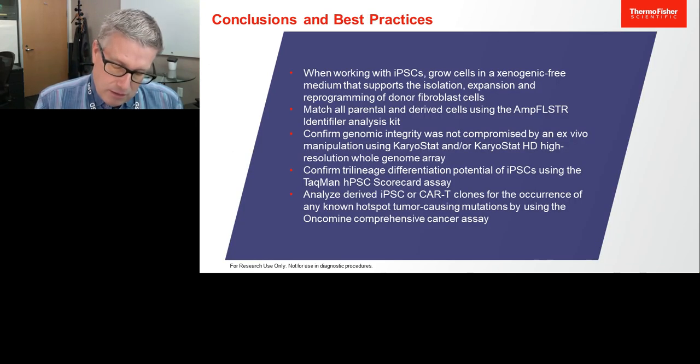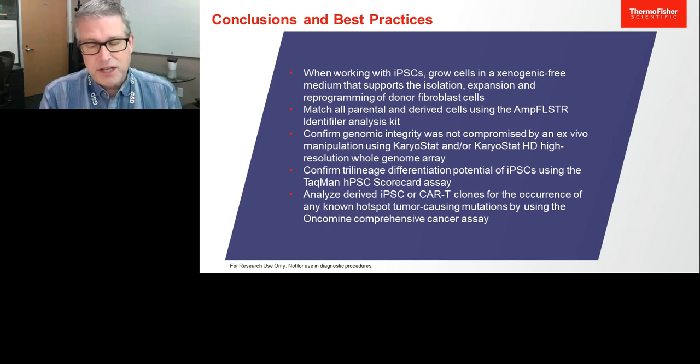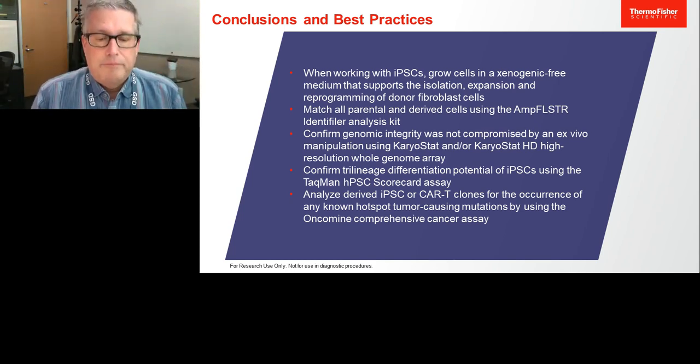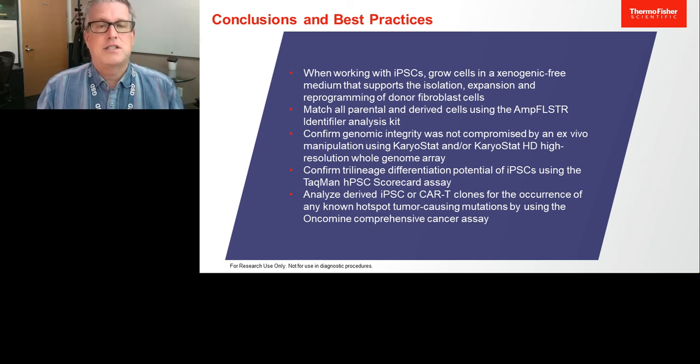So when you are quality controlling ex vivo cells, we recommend that there are several different things that you should be doing, and there are some best practices that we can recommend to guarantee the cells are what you think they should be. One thing I didn't talk about is that when you're working with induced pluripotent stem cells, we recommend the cells get grown in a xeno-free medium that supports the isolation, expansion, and reprogramming of donor fibroblast cells. This is something that our Gibco line has provided and is easy to find.